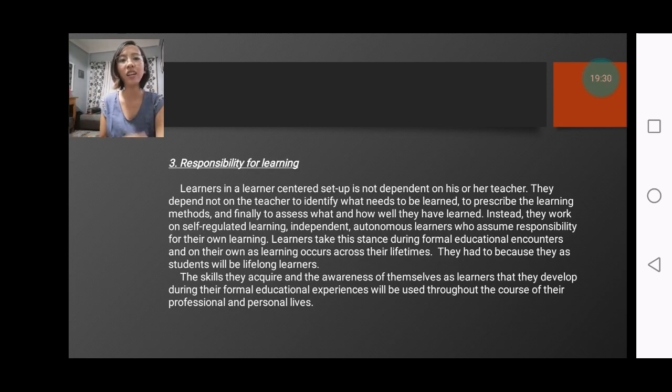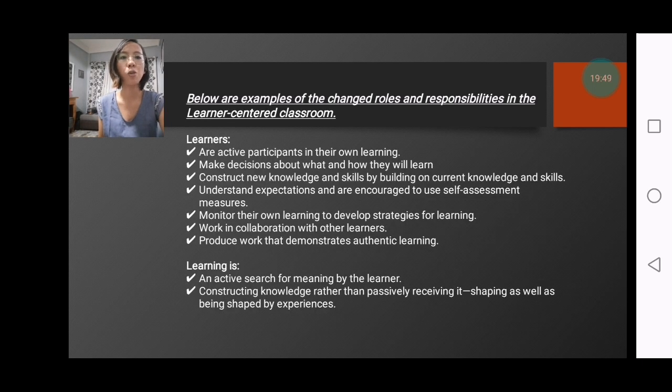Okay, so the skills they acquire and the awareness of themselves as learners that they develop during their formal educational experiences, look at this, will be used throughout the course of their professional and personal lives. That's the point I was just speaking about. So below are examples of the changed roles and responsibilities in the learner-centered classroom.